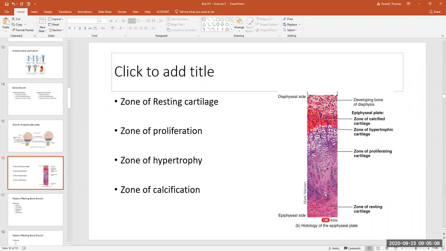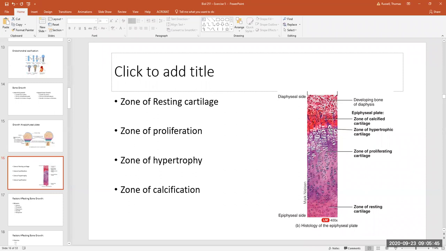The next zone to that is always the zone of proliferating cartilage. So here's an easy way to identify it. In the zone of proliferating cartilage, you'll always see little bitty areas that look like stacks of coins. Little bitty stacks. These are the chondroblasts that are dividing and dividing. So as the cells divide, they get pushed down, in this case, up the plate. So they're getting pushed up the plate towards the next zone.